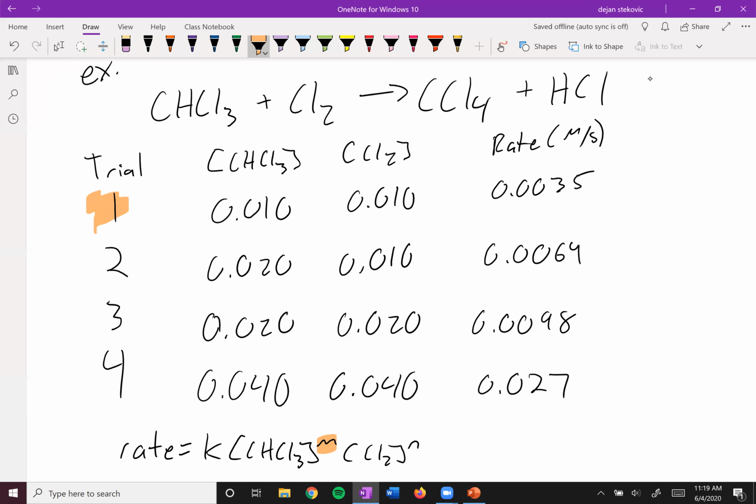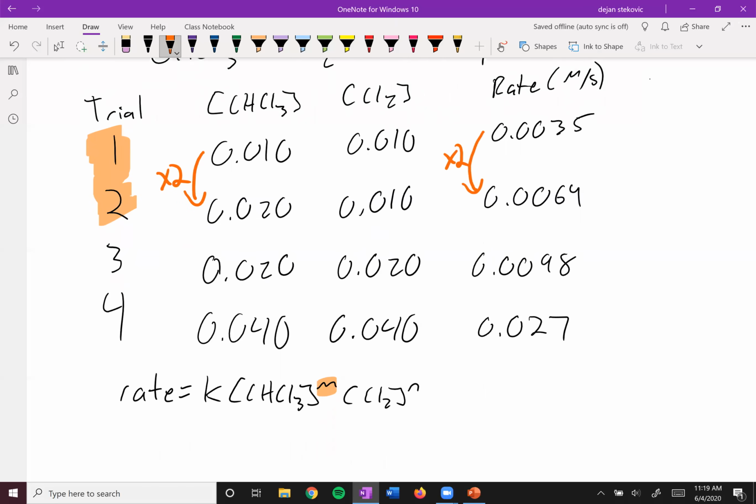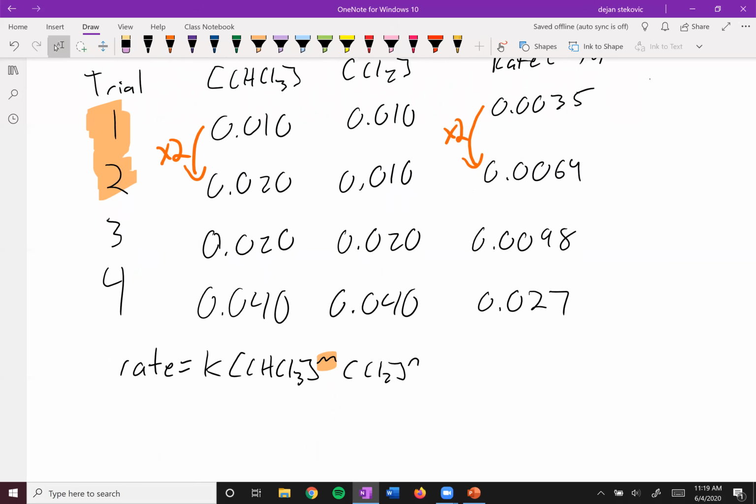And so that ends up being trial 1 and 2, right? Our concentration of CHCl3 is doubled. This Cl2 stays the same, so we're good there. And then take a look at your rate. What's going on at this rate? To go from 0.035 to 0.069, it is doubled as well. And so we're kind of doing the same thing we did last time, except we're going to skip the step where we cancel everything out.